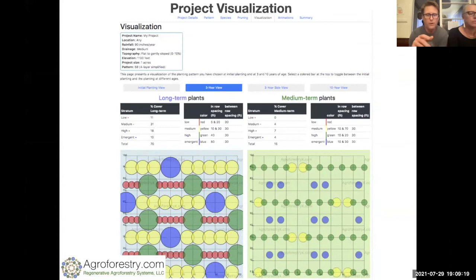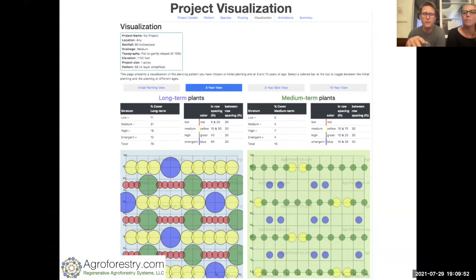In the first visualization, you can see the different time periods, long-term species, medium-term species. We're not visualizing the short-term species because it's just too many dots and it makes a mess. But everybody knows how to grow vegetables, really. It's the integration with the trees that's the complicated part. So that's what we've done for you. You can break that down into the initial planting, a 3-year view and a 10-year view. If you scroll over these things, they're all live, and it'll tell you which species is which dot, right?